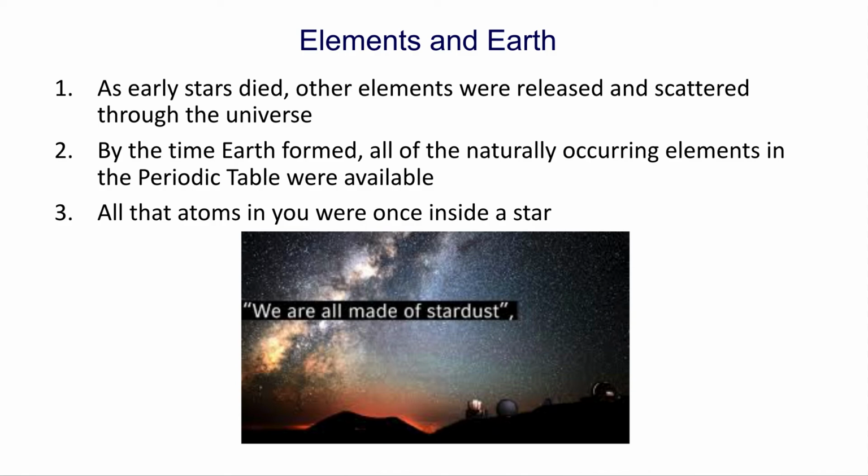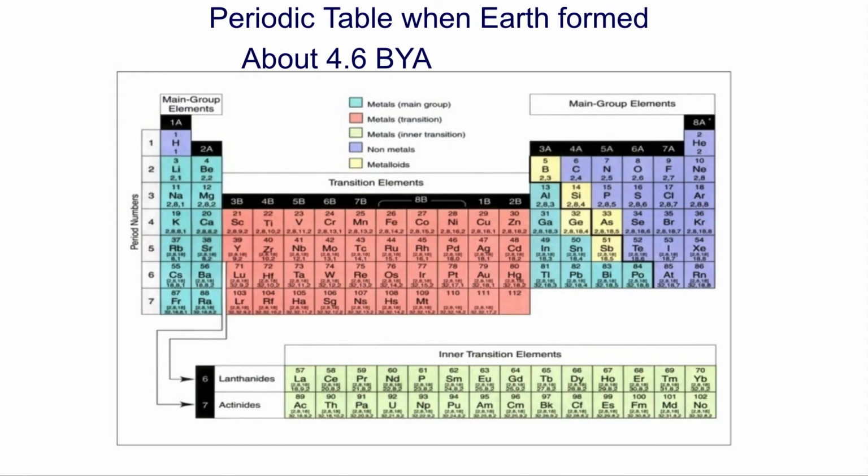All the atoms that are inside of you actually were once inside of a star, so we can consider ourselves as all made of stardust. Here's the periodic table of elements that was available at 4.6 billion years ago when the Earth formed.